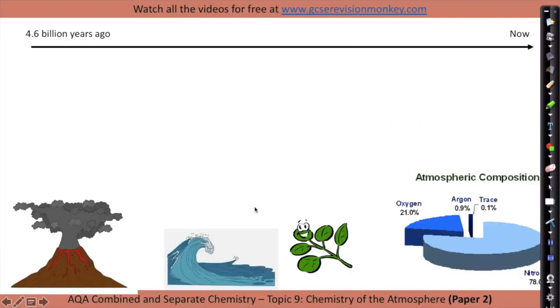First of all, we'll talk about how the atmosphere evolved. So Earth is approximately 4.6 billion years old, we think, and the early atmosphere, we believe, was mostly carbon dioxide. So similar to what the atmospheres of Mars and Venus are like today.